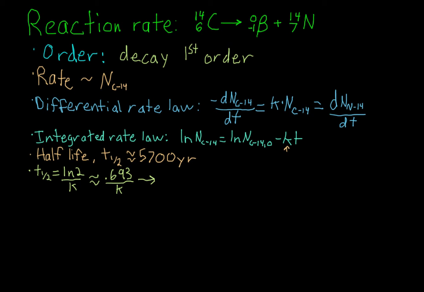And so from that, we can get this equation: k equals 0.693 over T1/2. So for this, we get 0.693 over 5,700 years, and that equals 1.2 times 10 to the -4 years to the -1.